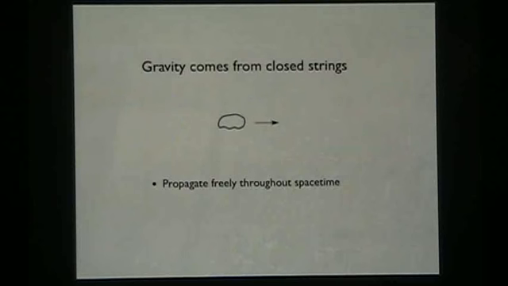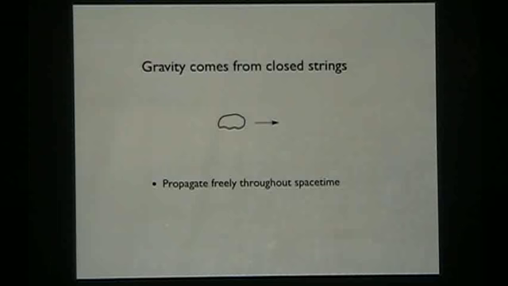Well, the reason has to do with the properties of this particular patch of the landscape. As always in string theory, gravity comes from closed strings. This is something I didn't say before. But when I say that string theory always describes the graviton comes from the excitation of a closed loop of string moving through space. And the key property of a closed string is that a closed string can propagate freely throughout space-time.